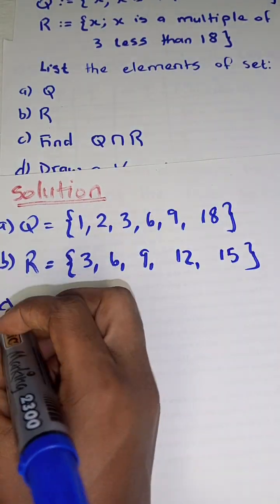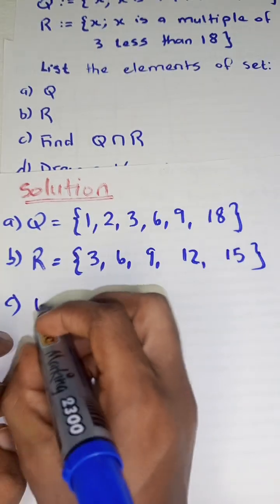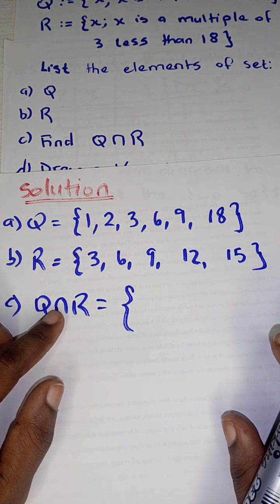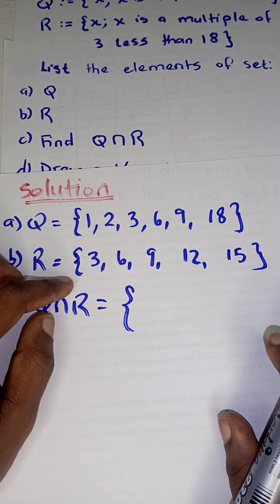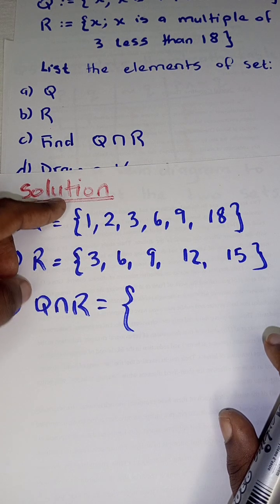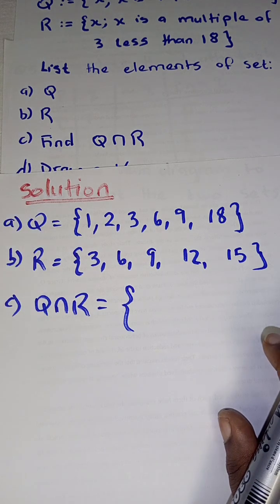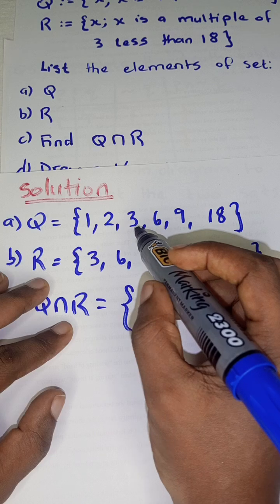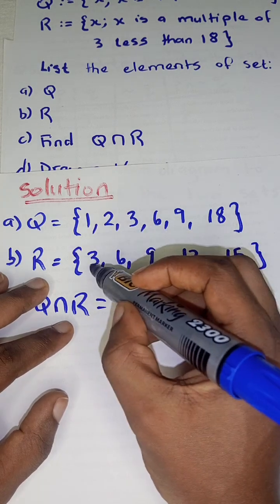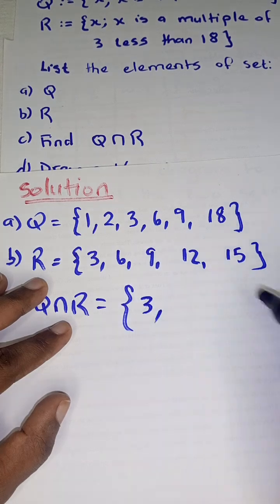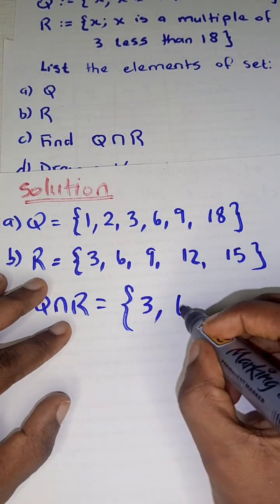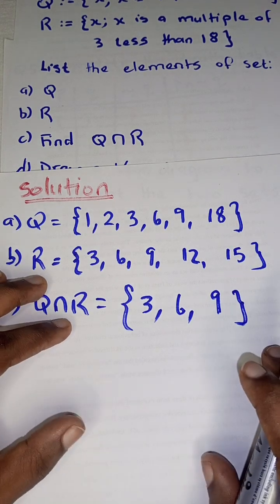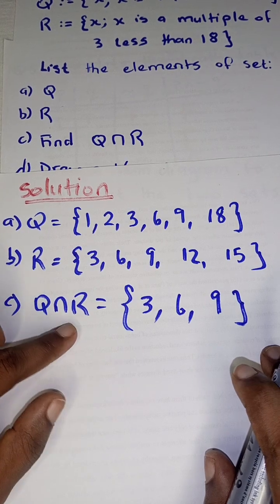The next part, C, is to find the intersection of the two sets, Q intersection R. Intersection simply means the elements which are found in both sets, that is, elements found in set Q and equally in set R. When we look at this, we find that 3 is a common element. We have 3 here and 3 here. We have 6 and 6. We have 9 in both sets. And so that defines the set Q intersection R.